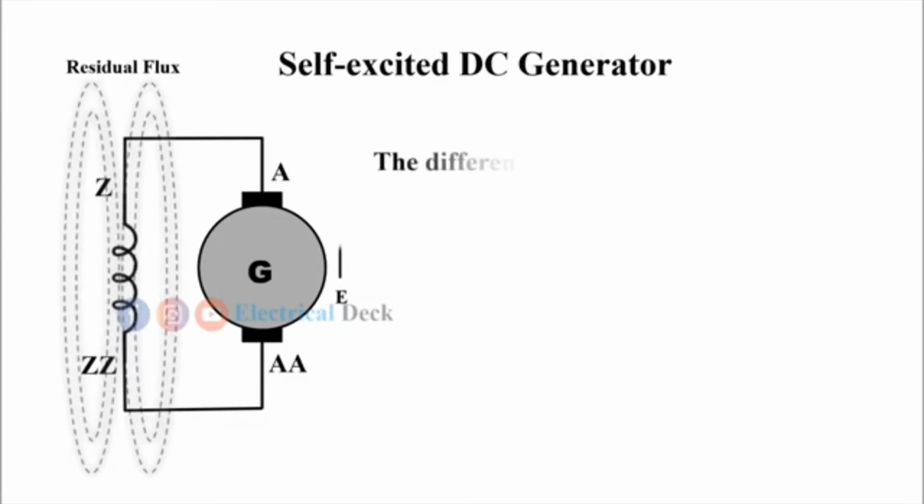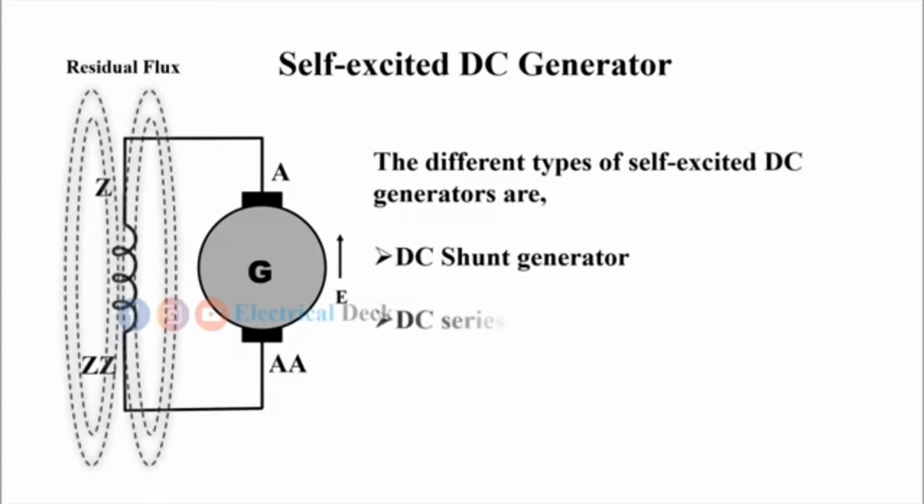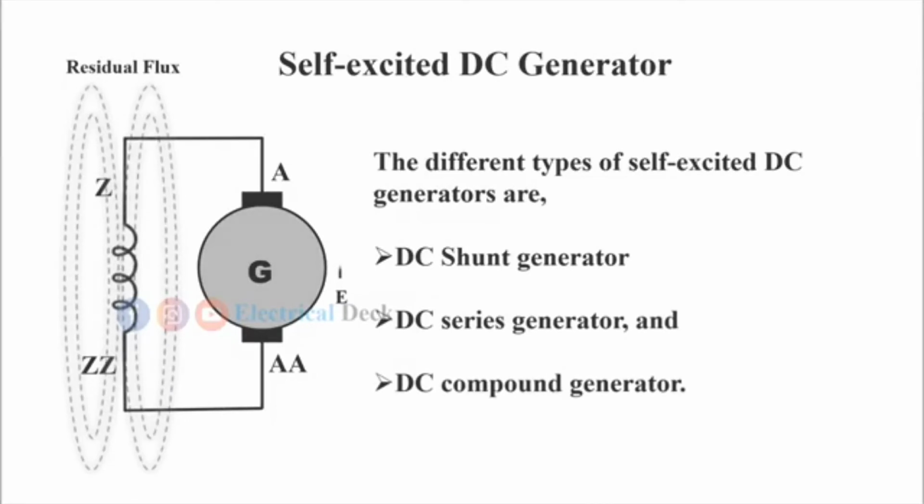The different types of self-excited DC generators are DC shunt generator, DC series generator, and DC compound generator.